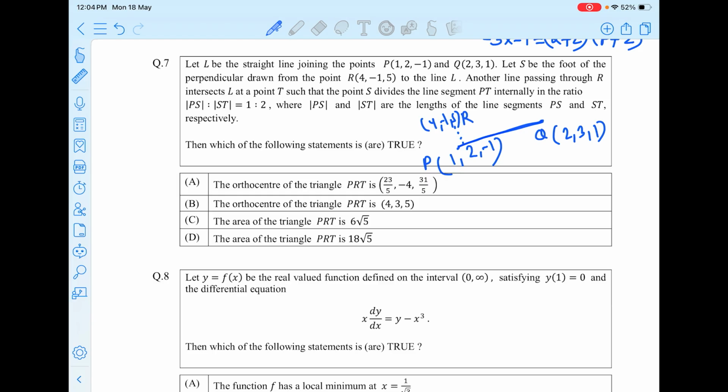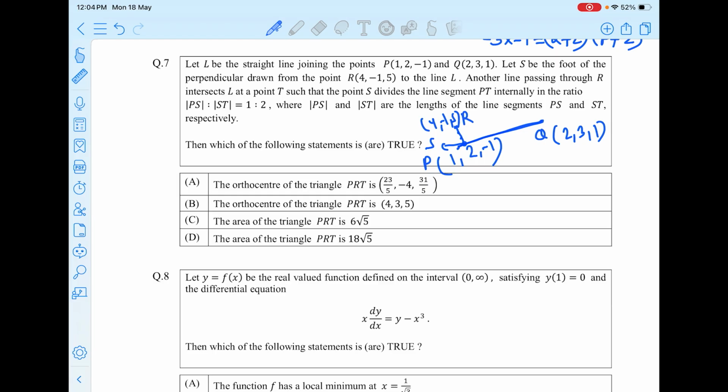Foot of perpendicular: in JEE Mains also, they have asked so many questions where they are asking just the foot of perpendicular. So that will be S. Another line passing through R intersects L at a point T such that the line segment PT is internally divided by S in the ratio PS is to ST, 1 is to 2.